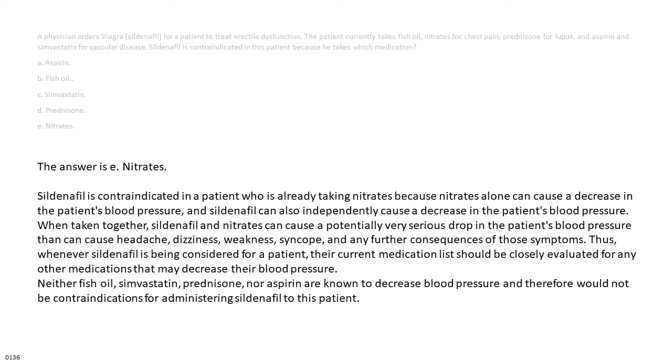Thus, whenever sildenafil is being considered for a patient, their current medication list should be closely evaluated for any other medications that may decrease their blood pressure. Neither fish oil, simvastatin, prednisone, nor aspirin are known to decrease blood pressure and therefore would not be contraindications for administering sildenafil to this patient.